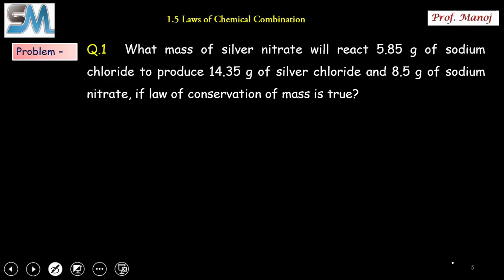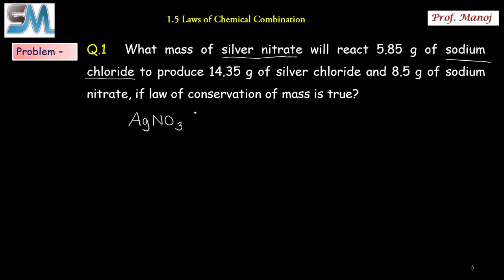Once again, like all our lectures, all of you read the question once, pause the video for a moment, think over it, and then we'll see the solution. So what is given to us? Silver nitrate will react with 5.85 gram of sodium chloride. So our reaction is going to be the reaction of silver nitrate with sodium chloride.